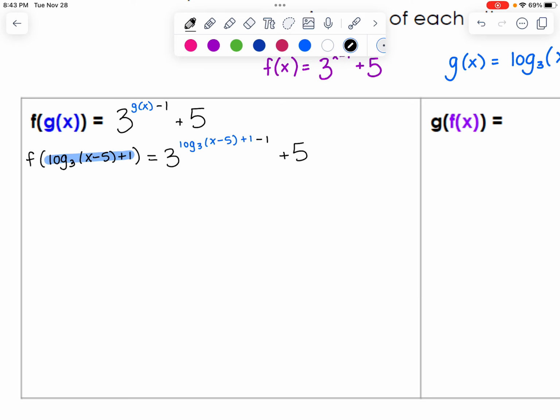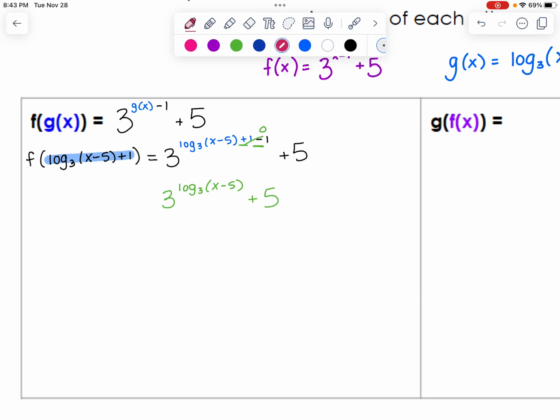Now from here, we want to simplify. So I notice if I start with the exponent, since that looks pretty big, some things might simplify here. I have plus 1 and minus 1. Well, plus 1 minus 1 would equal 0. So then we're left with 3 to the power of log base 3 of x minus 5 plus 5.